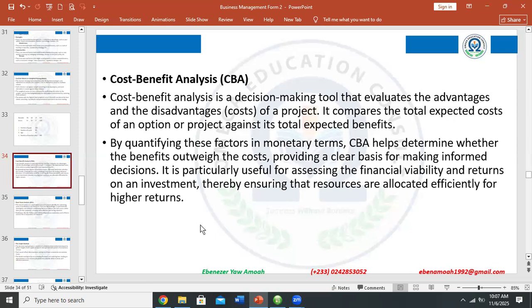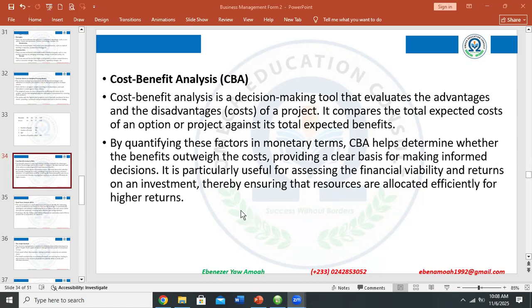Yes, sir. Please, I have a question. Okay, go ahead. With the cost-benefit analysis, taking that maybe with the options you have, one has high benefit, but the cost is also high compared to the other one, which has low benefit and low cost. Will you still take the one with high benefit and high cost?